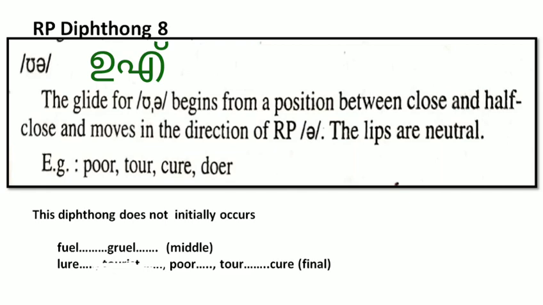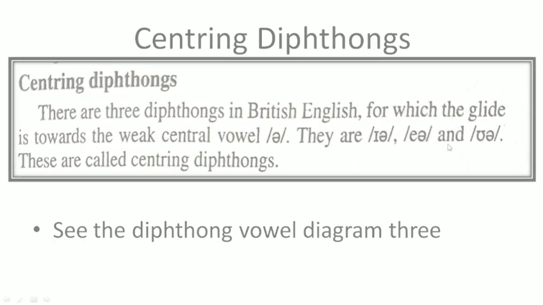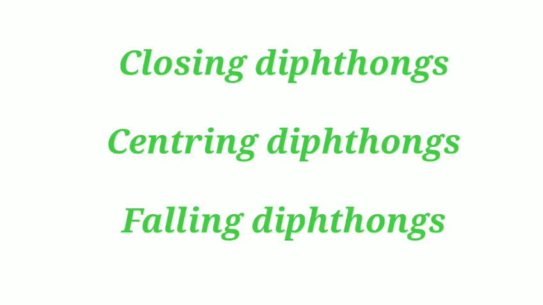In fuel, gruel, middle position comes. In lure, poor, tour, cure, that comes in final position. So this is the last and final diphthong in English. You have to draw all of these vowel diagrams in English and the vowel chart in English, and we have so far discussed all of these vowel diagrams and the 20 vowels in English as well.